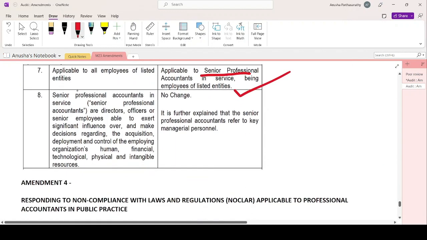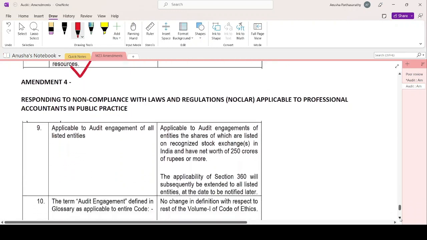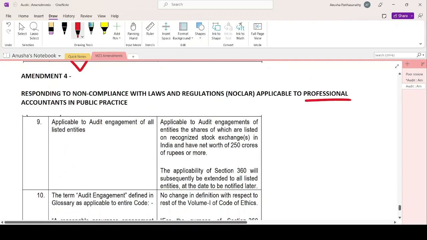Here, senior professional accountants in service are directors, officers, or senior employees able to exert significant influence over, and make decisions regarding, the acquisition, deployment, and control of the employing organization's human, financial, technological, physical, and intangible resources. It is further explained that the senior professional accountant refers to the KMP. KMP will be known as senior professional accountants. Now, what is amendment number 4? It is responding to non-compliance with laws and regulations for professional accountants in public practice.